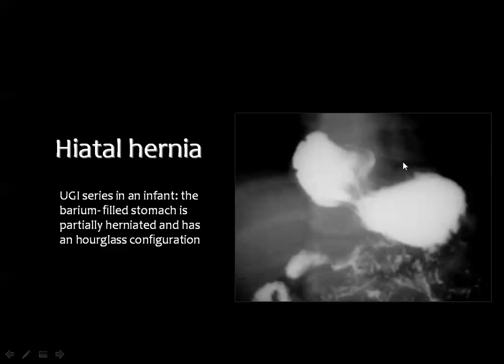Hiatus hernia can be seen in infants and children as also in adults. The same applies for both, and the diagnosis depends on the detection of a part of the stomach above the diaphragm, either with the gastroesophageal junction or the gastroesophageal junction is under the diaphragm and part of the stomach is above the diaphragm, and this is known as the paraesophageal or rolling hiatus hernia. But when the gastroesophageal junction and the part of the stomach are above the diaphragm, this is known as a sliding hiatus hernia.